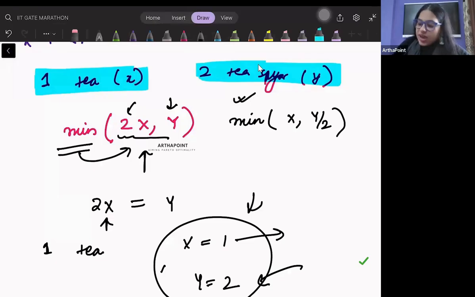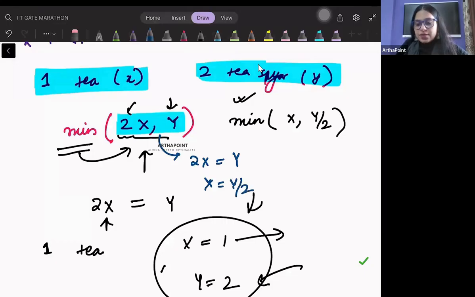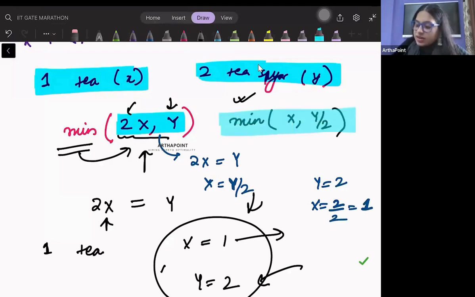क्यों? क्योंकि यहां देखो बेटा, if I have 2x is equal to y, तो x is equal to y by 2 हो गया ना. तो अगर मैं 2 spoon sugar की यूज करती हूँ, if y is 2, then x will be 2 by 2. I will be able to prepare 1 tea with 2 spoon of sugar. So these two are the correct ways of writing the utility function.